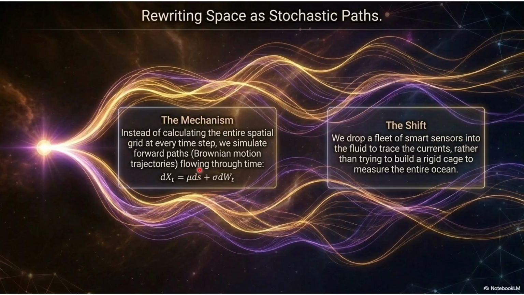This formulation allows us to rewrite space as stochastic paths. So instead of calculating an entire spatial grid at every single time step, we simulate forward paths, specifically Brownian motion trajectories flowing through time. To conceptualize this shift, imagine dropping a fleet of smart sensors into fluid to trace the current, rather than trying to build a massive rigid cage to measure the entire ocean.